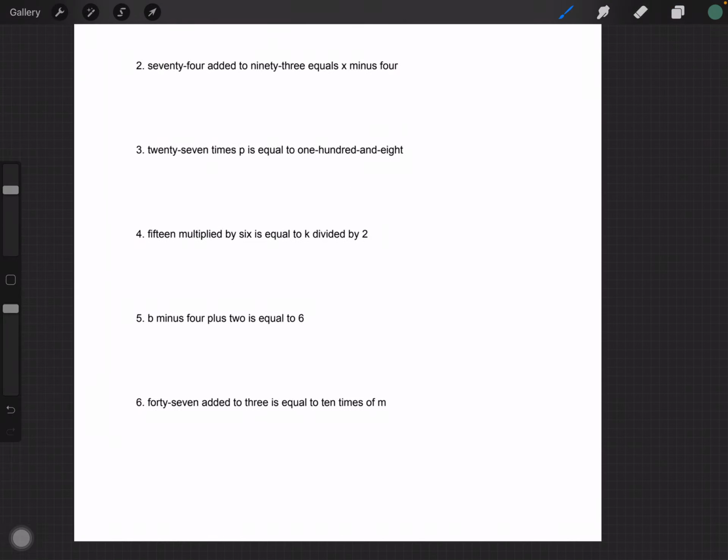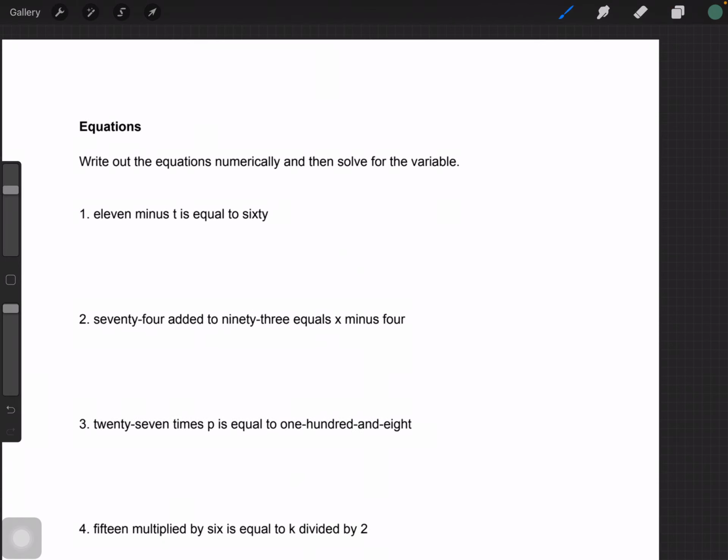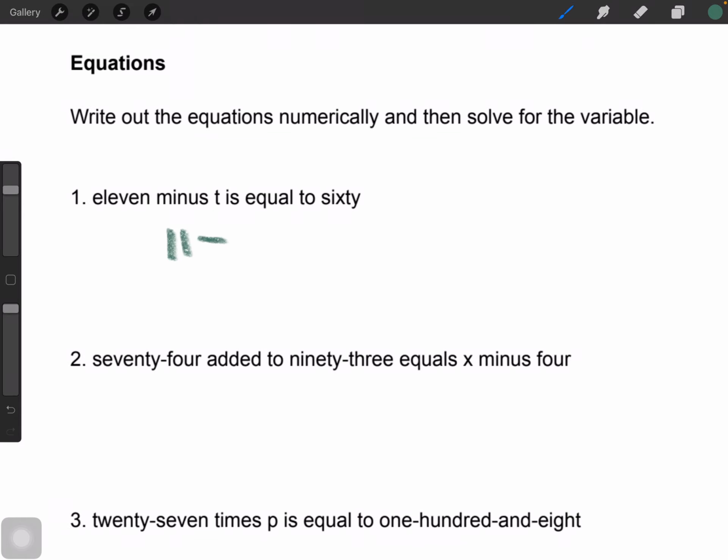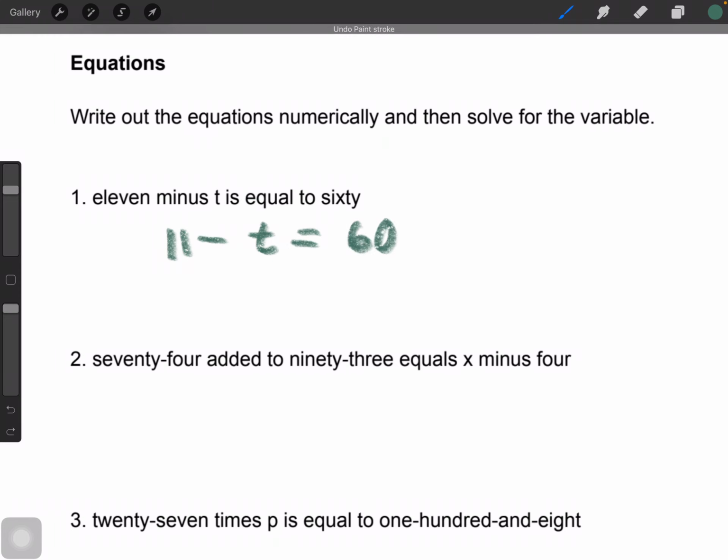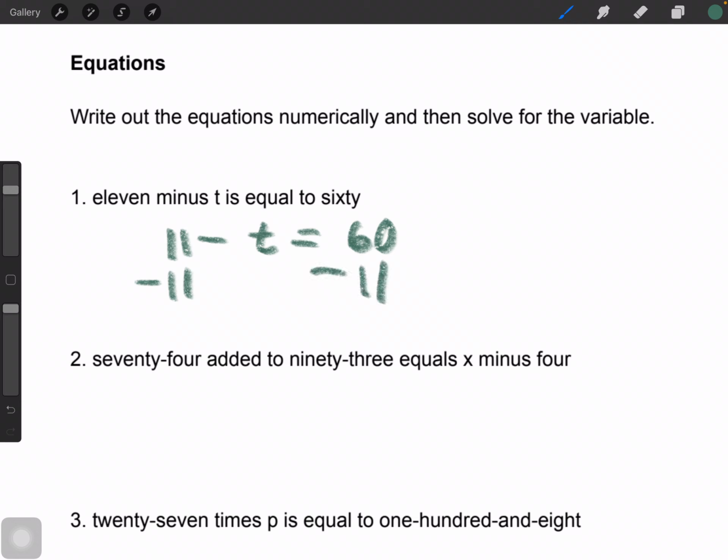The second page asks us to write out the equations numerically and then solve for the variable. So first one, 11 minus t is equal to 60. So the variable is t, and so what we want to do is subtract the 11 from both sides. Negative t would be equal to 49.